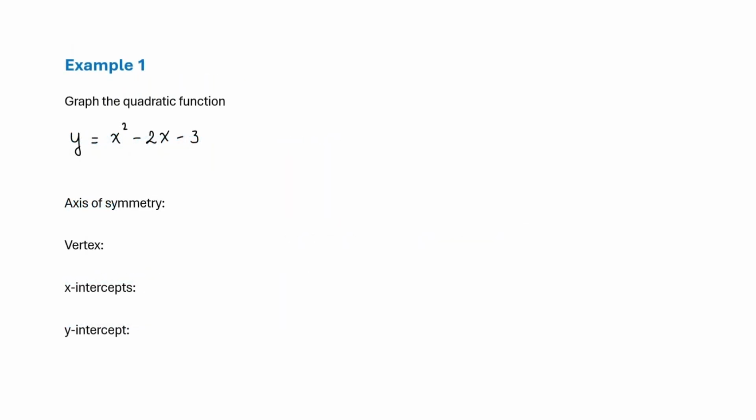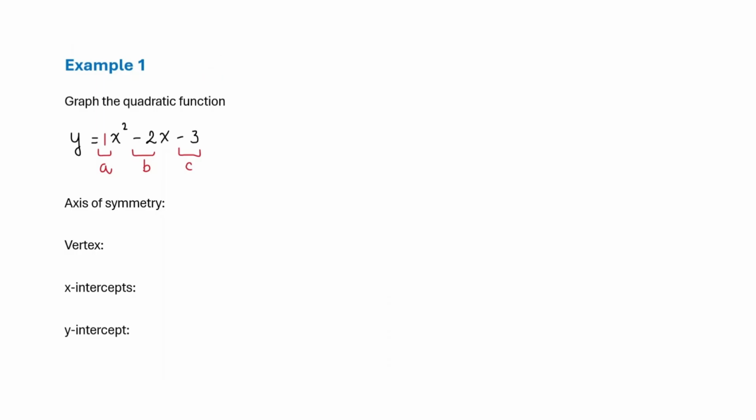Right, let's put all of this into practice. Let's graph the quadratic function y equals x squared minus 2x minus 3. First, let's identify a, b, and c. There's no number written in front of x squared, so remember that coefficient is implicitly 1. That gives us a is 1, b is negative 2, and c is negative 3. Be careful with the signs here. b is negative 2, not 2. Since a is positive, we already know this parabola opens upwards like a smiley face.